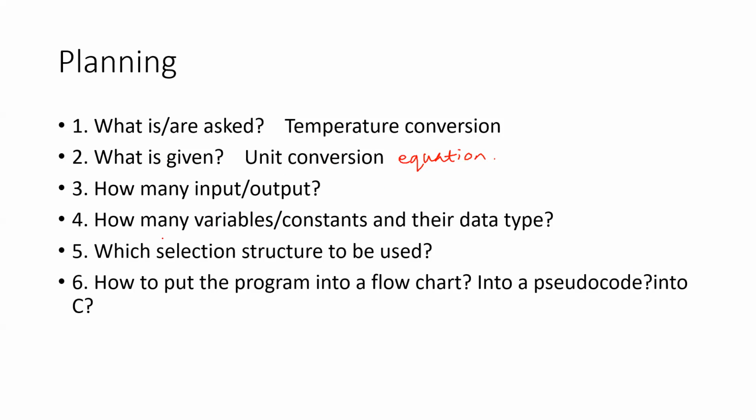And then you need to determine how many inputs and how many outputs. How many variables or constants and their data types. And then which selection structure to be used. What does it mean by selection structure? And then how to put the program into a flowchart or maybe into a pseudocode. And then after that, you translate into C.